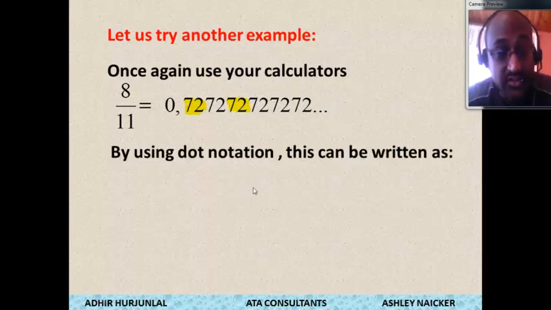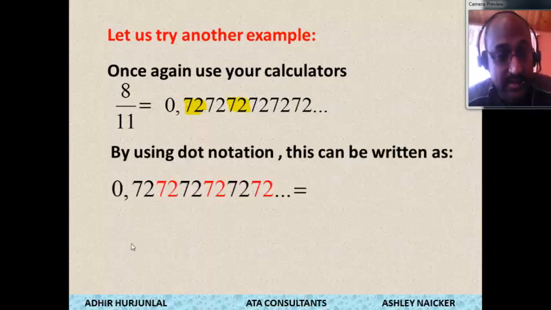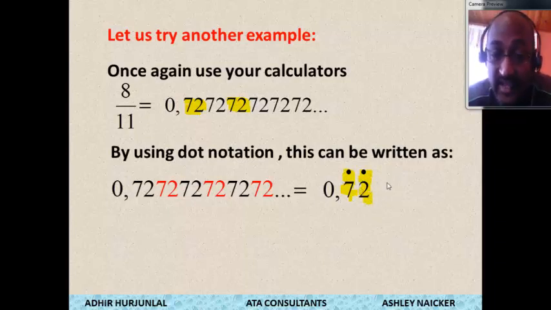By using dot notation, this can be written as 0,727272 and on and on and on. Using dot notation, it can be written as 0,72, where you find there is a dot above the 7 and there is a dot above the 2, basically telling us that it is the 7 and the 2 that continue to recur. 72, 72, 72, continuing.